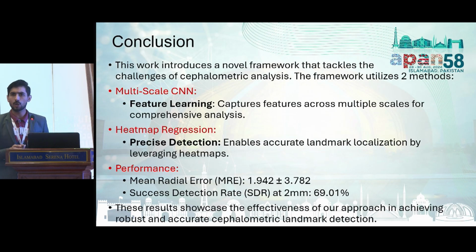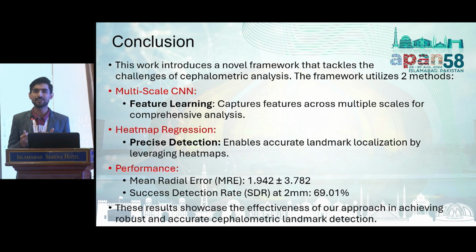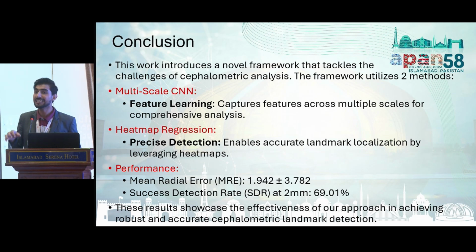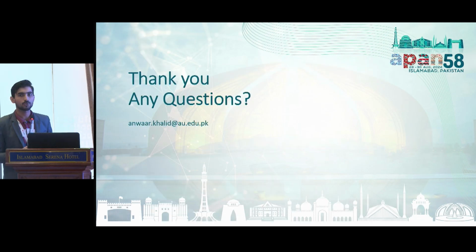So in conclusion, I conclude my research on these bullet points. The first one is multi-scale CNN, in which we fuse the local geometric features with global cephalometric features, which outperforms the state-of-the-art segmentation models. Heat map regression is found to be the best, more precise approach in comparison to coordinate regression. And in terms of performance, we achieved 1.942 millimeters of mean radial error, which is in the clinically accepted range. So that's all from my side. If you have any questions, the floor is open.